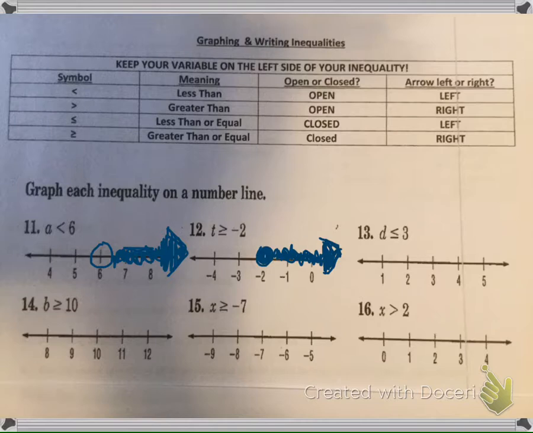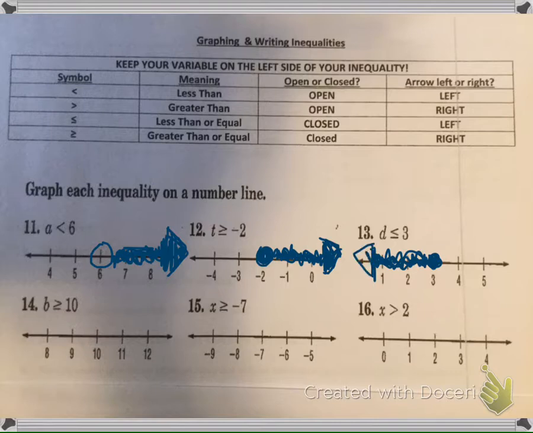Okay, on number 13, we have d is less than or equal to 3. So is 3 included? Yes, because it's less than or equal to. So that's going to be a closed circle on 3, and everything less than or equal to 3, so it's everything 2, 1, those are less than 3, so it would go this way.